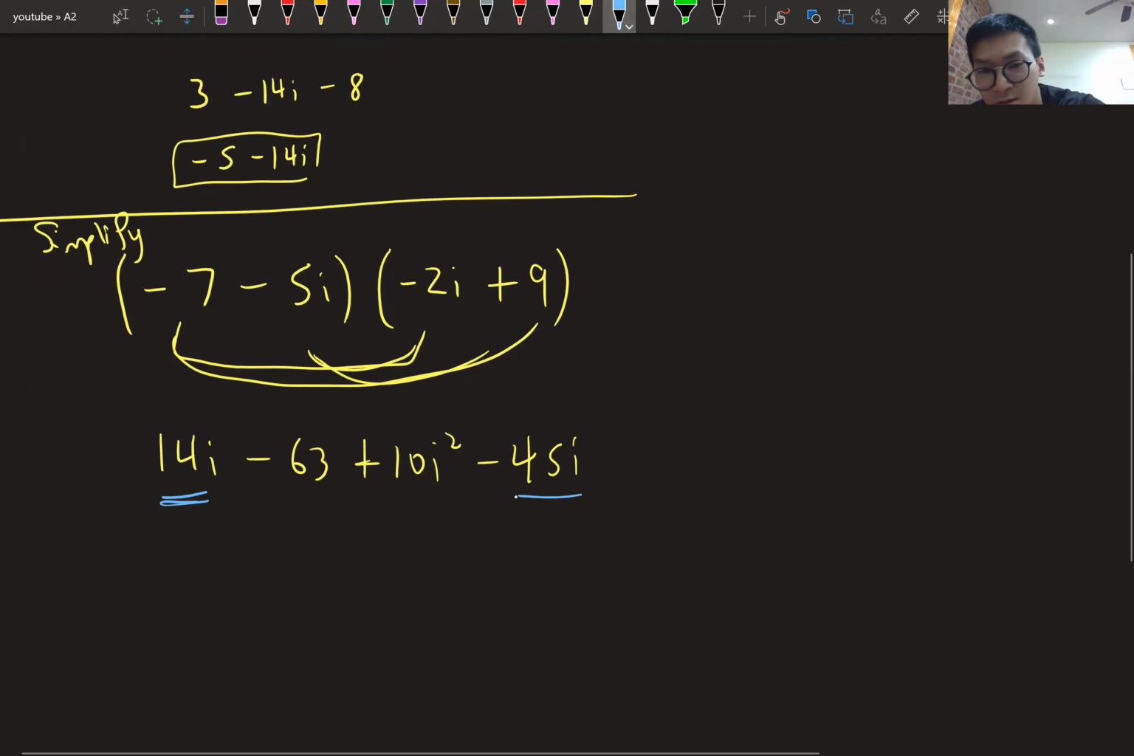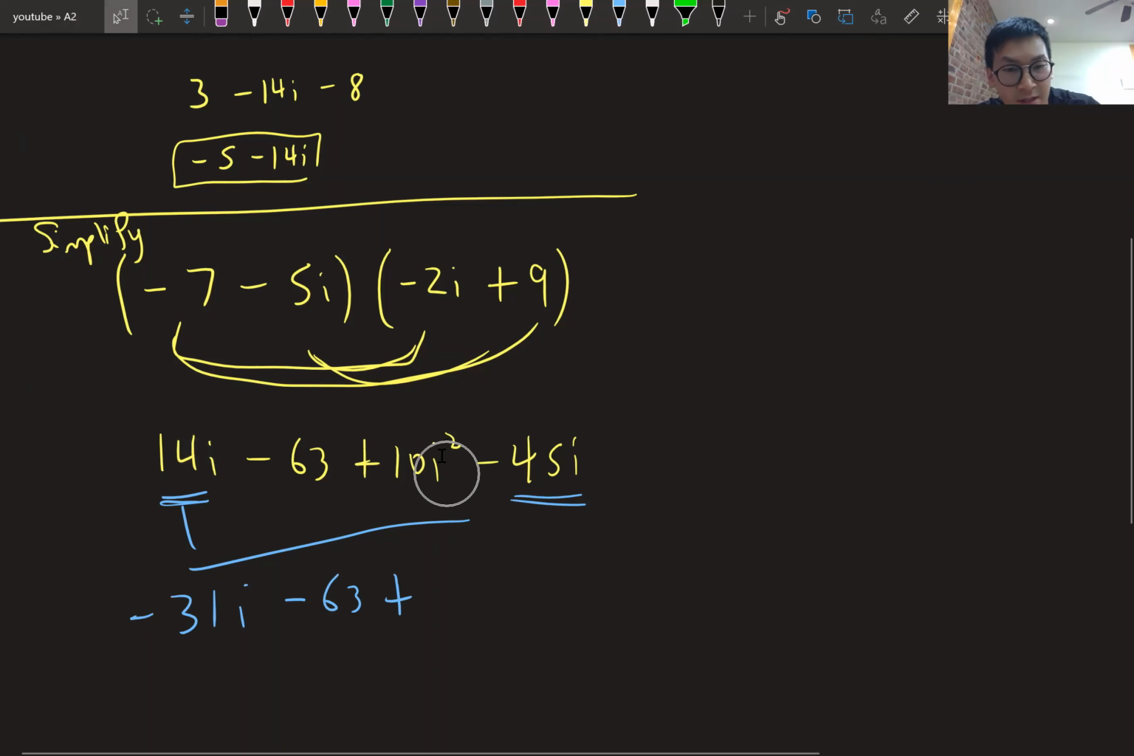I see that there's a 14i here and a negative 45i here. I'm very rusty with this. Let me say, what is that? Negative 31i. So this is going to be negative 31i. Okay. And then negative 63 plus 10i squared.